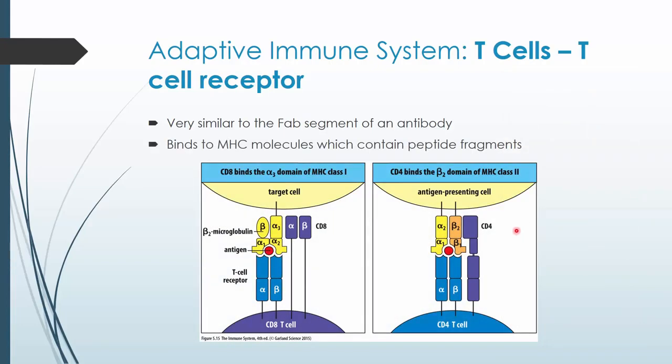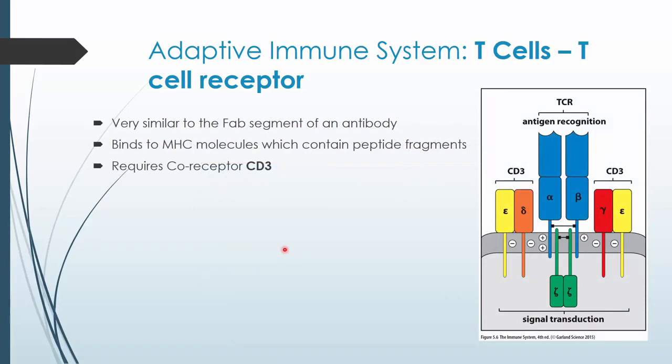So the T cell receptor is going to bind to MHC that contains peptide fragments. So the T cell receptor is binding to an MHC with that red peptide fragment. And importantly, the T cell receptor requires the co-receptor CD3. CD3, just like with the B cell receptor, helps stabilize this surface bound receptor. So you need CD3 to have a stable T cell receptor.